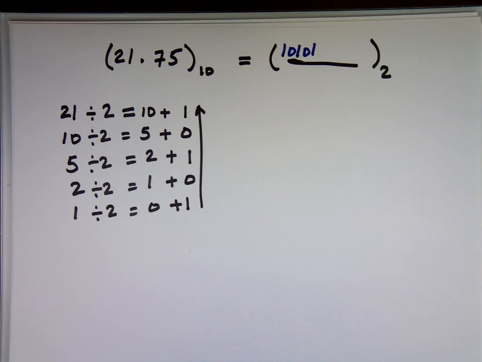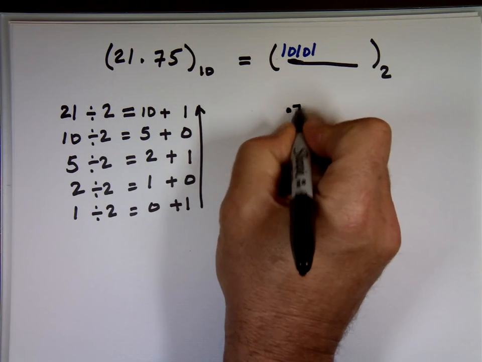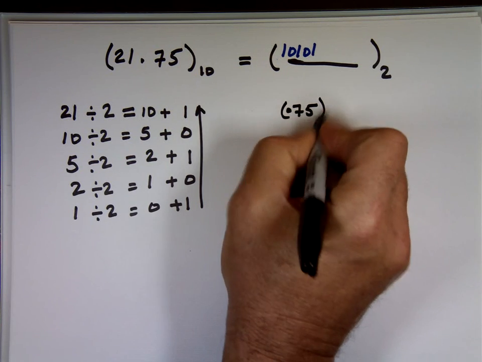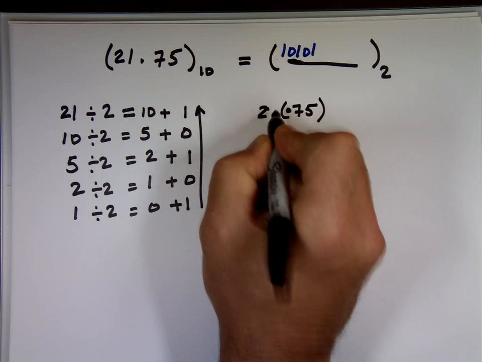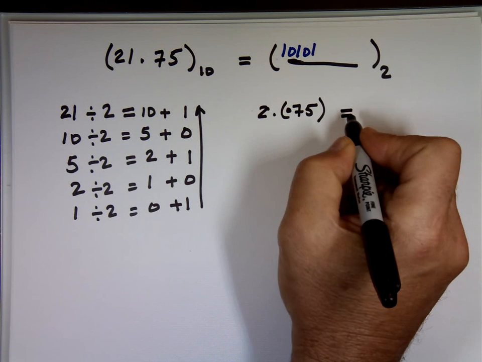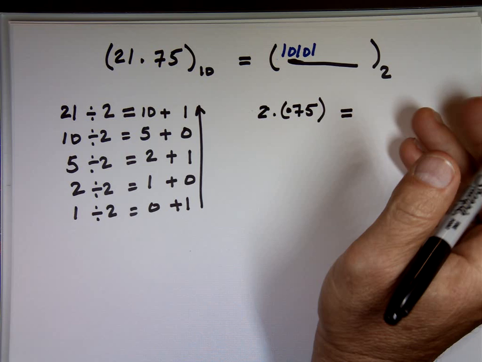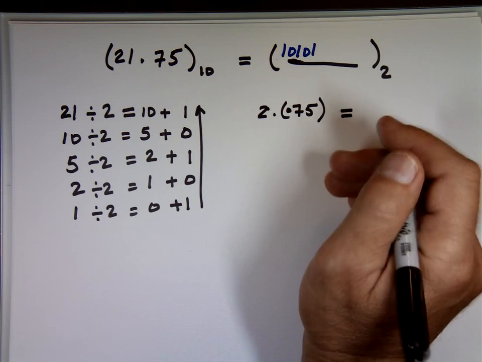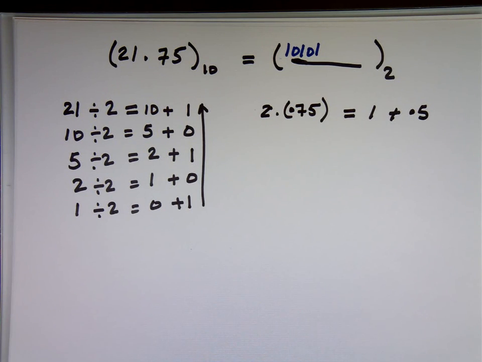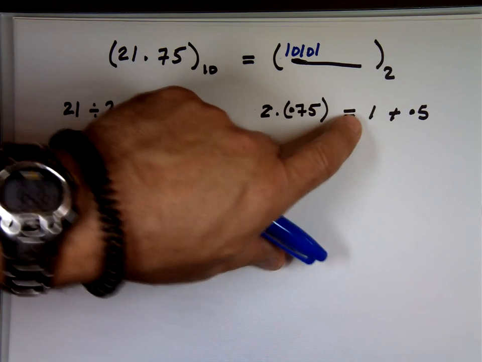Now the decimal portion, to get that, we multiply instead of divide, multiply by 2. What's 2 times 0.75? 1.5, right? Let's put the fraction portion of it and the decimal. So it's 1 plus the 0.5. Two times 0.75 is 1.5. There's the 1, the whole number, and there's the decimal portion.